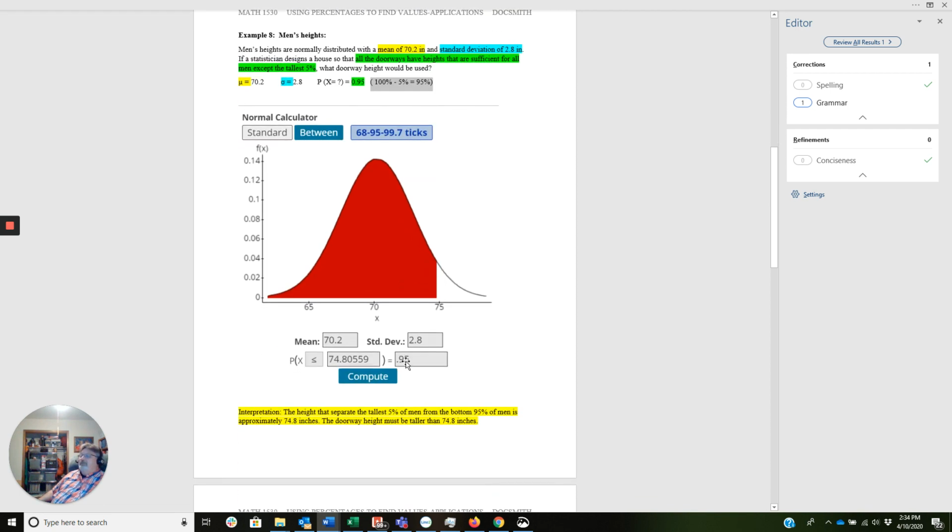And here we see 70.2 for a mean, 2.8 for the standard deviation, the probability of 0.95, and I get a door height of 74.8. Interpretation: the height that separates the tallest 5% of men from the bottom 95% of men is approximately 74.8 inches. The doorway height must be taller than 74.8 inches.